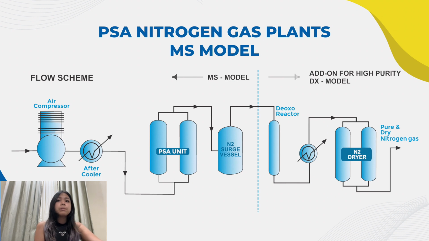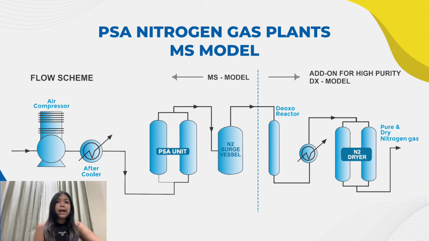So after going through the PSA units, it goes through an N2 surge vessel. The nitrogen gas from the PSA units goes to a surge vessel, which acts as a buffer and storage vessel to accommodate fluctuations in demand or supply of nitrogen gas. And then, after going through the surge vessel, it goes to a deoxo reactor.